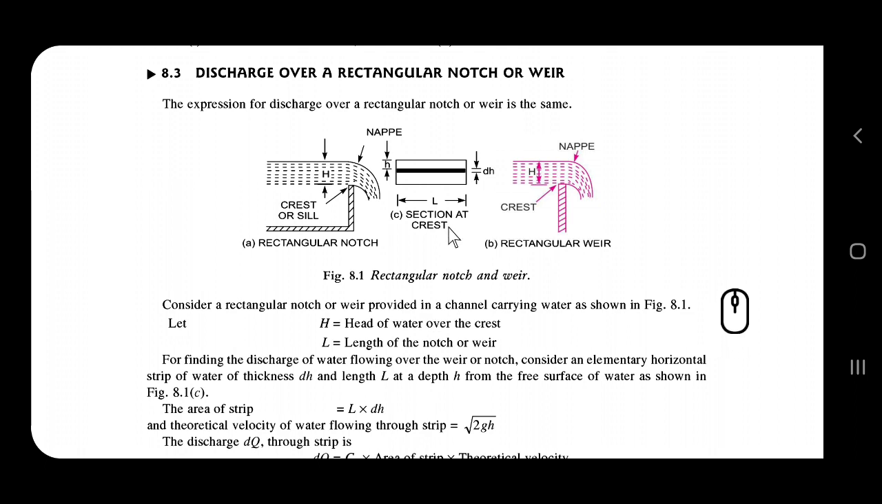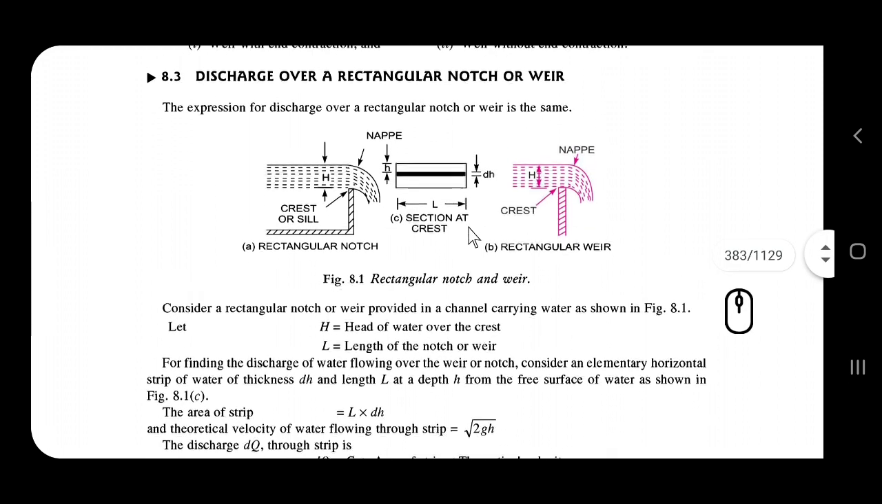So the section at the crest is given in this figure, where capital L is the length, and here we have considered a small strip of depth dh, at a depth small h from the nappe. So we are considering the elementary discharge through this strip, and after that we are integrating the same to get the overall discharge over the weir or notch.